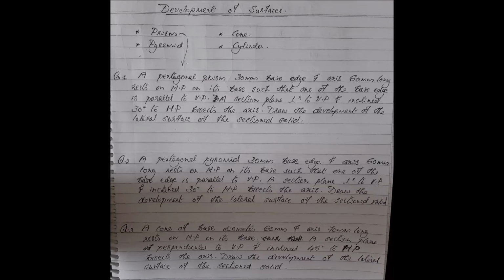A section plane perpendicular to VP and inclined 30 degrees to HP bisects the axis, which means that your pentagonal prism is actually sectioned into two halves or two different portions, and you are asked to draw the development of the laterals of the section solid. After sectioning, you remove the top portion, and the remaining portion you have to draw the development of, right?